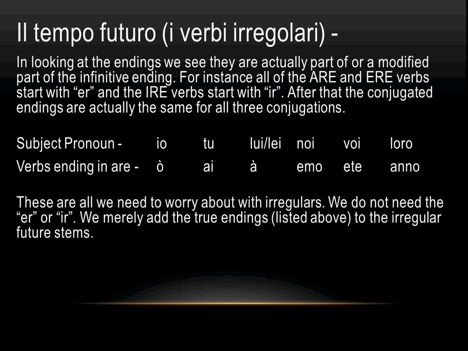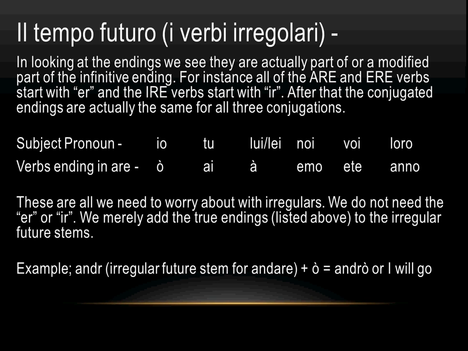These are all we need to worry about with the irregulars, the actual endings themselves. We do not need the er or ir. We merely add the true endings listed above to the irregular future stems. Example, A-N-D-R, andr, irregular future stem for andare, plus o, andrò, or I will go.